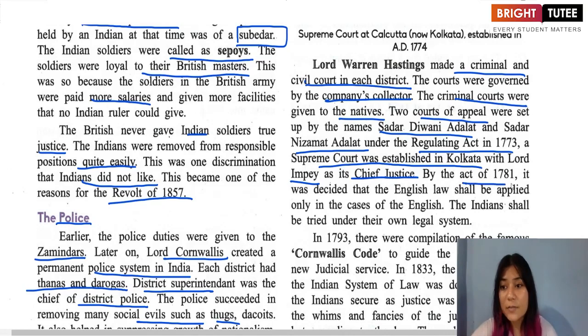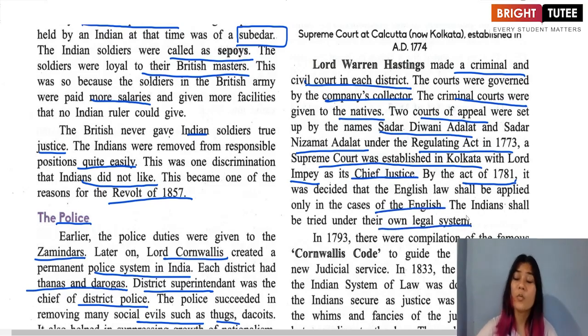Okay, by the Act of 1871, it was decided that the English law shall be applied only in cases of the English. The Indians shall be tried under their own legal system. So after 1773, there was another act which was introduced, and this act said that the English people would be tried under English laws when they go to the court. But for the Indians, their own legal system would be applied to provide them justice or to provide punishment in case of a crime they have committed.